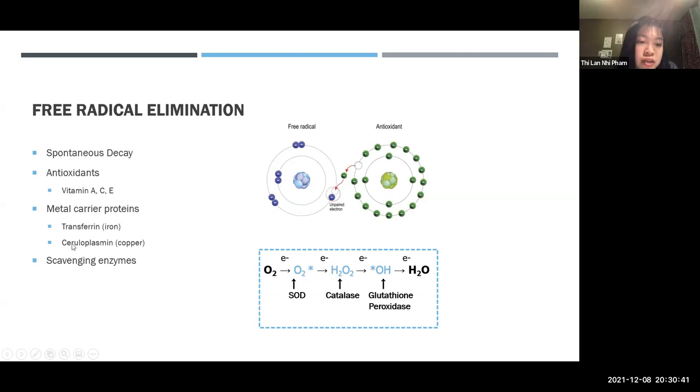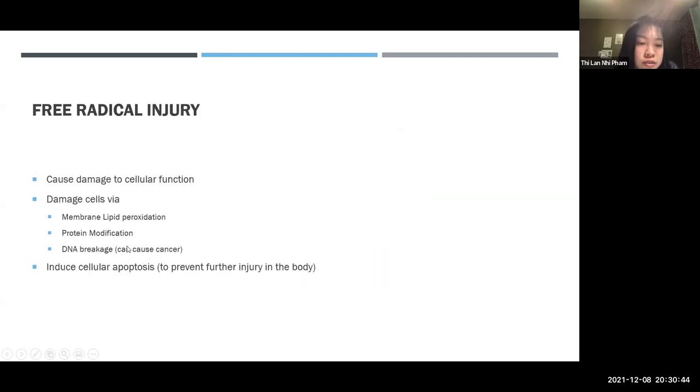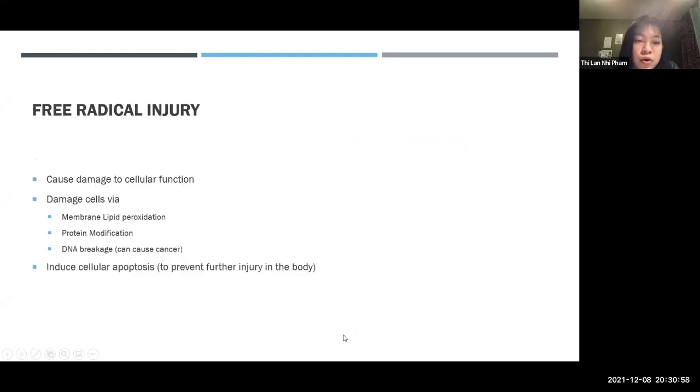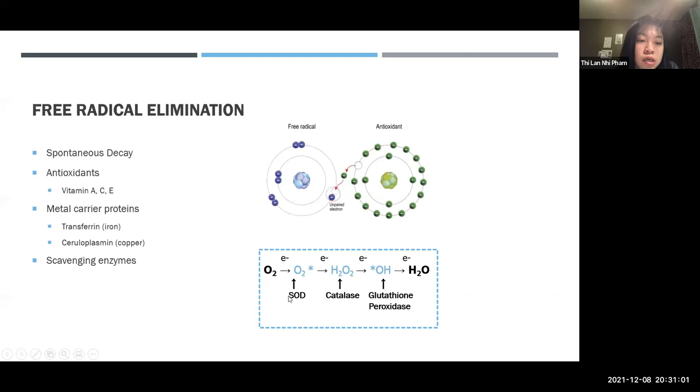Metalloproteins such as transferrin and ceruloplasmin, which carries copper. As I explained right here, iron is passed through our body, and if it doesn't have any proteins to carry it, it would bind to a lot of free radicals and generate even more free radicals. We also want to talk about scavenging enzymes, and these free radicals in our body react with all these different enzymes to eliminate the generation of free radicals as well.